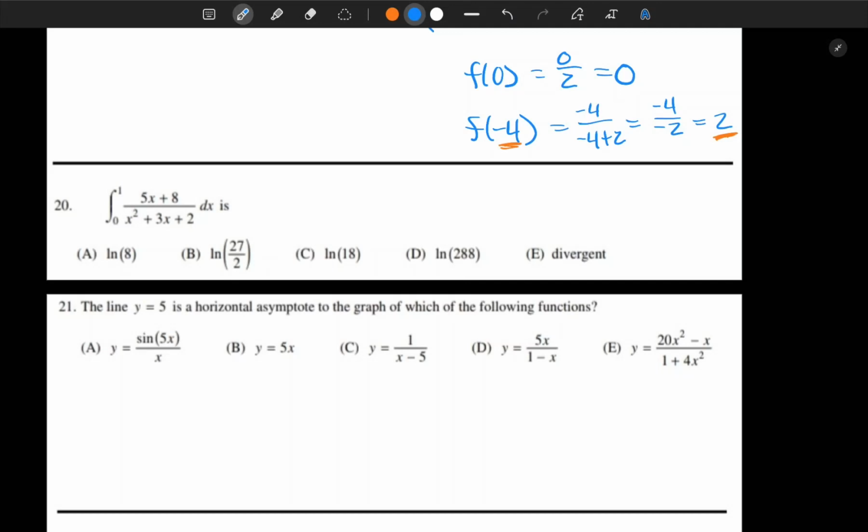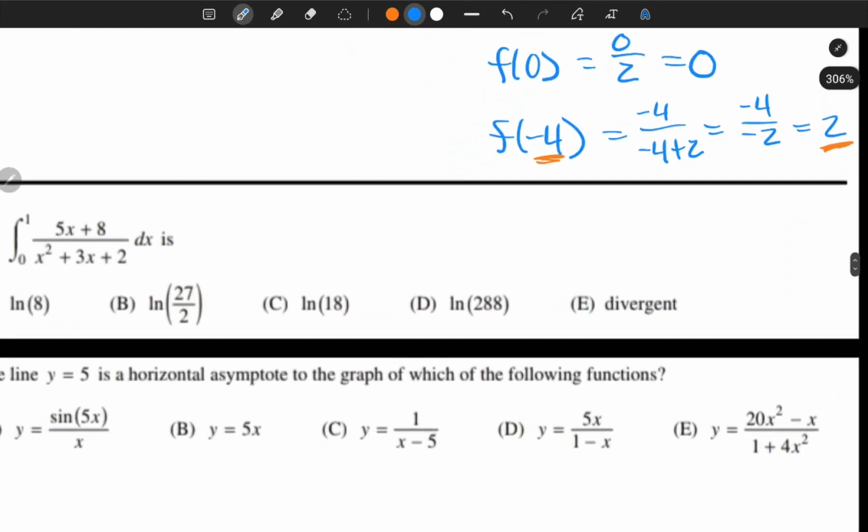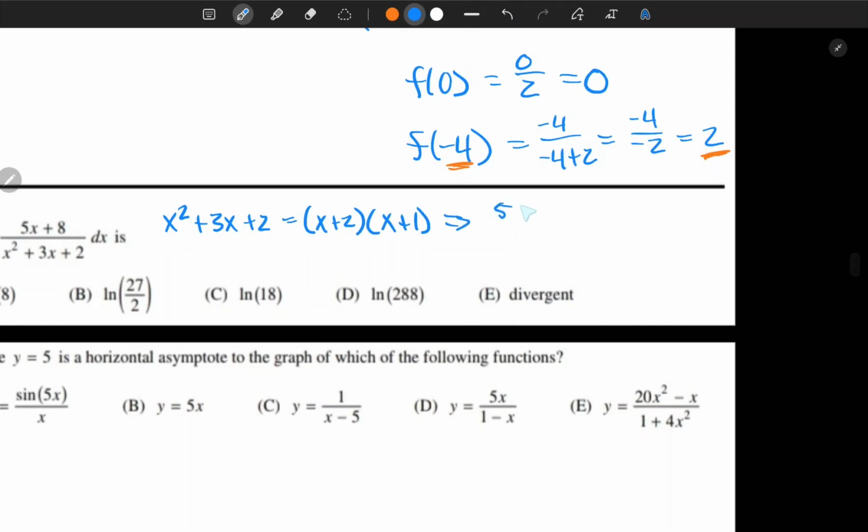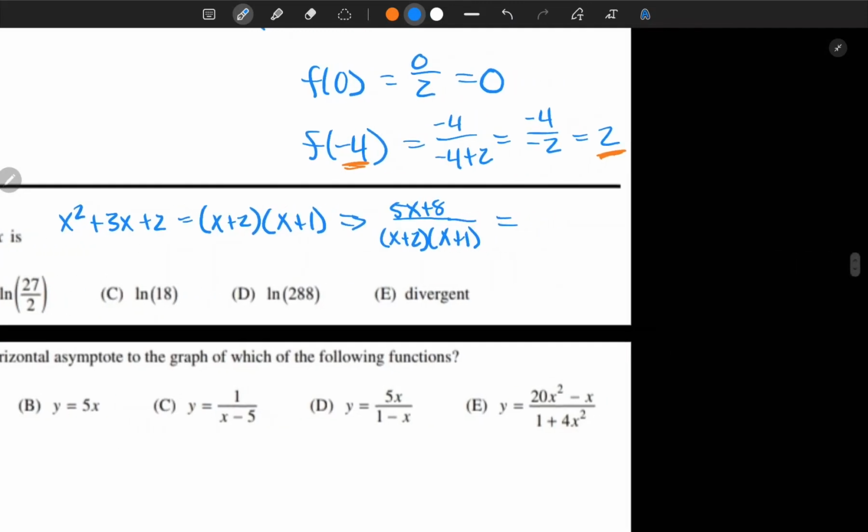Next, let's compute the following integral. Well, we see that we have two polynomials, and since the polynomial in the denominator is second order, we know that we can separate this into two different terms. That is, we know that x squared plus 3x plus 2, well, if you factor it, this is equal to x plus 2 times x plus 1, which implies that 5x plus 8, which is the numerator, divided by x plus 2 times x plus 1, this should be equal to 2 over x plus 2 plus 3 over x plus 1.